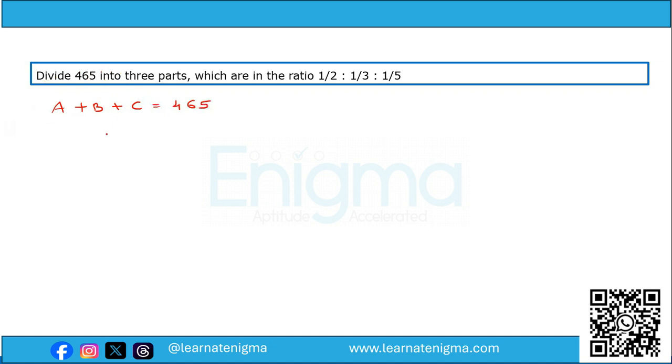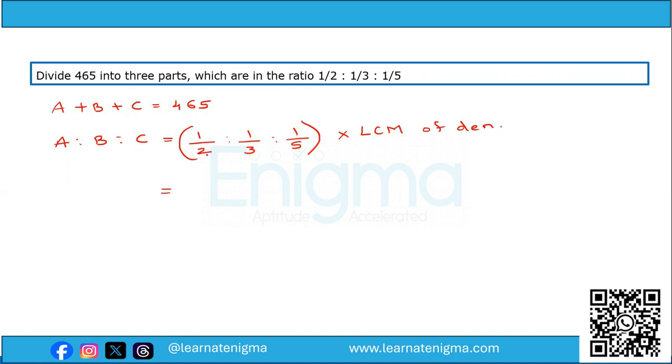Now, it is given to us that these numbers are in the ratio A is to B is to C is equal to 1 by 2 is to 1 by 3 is to 1 by 5. Now, whenever you have the ratios given to you in fractions, we have to multiply it by the LCM of the denominators so that we can convert them into integral ratios.